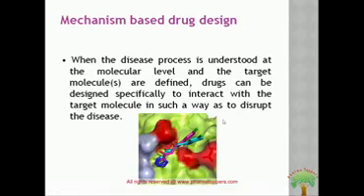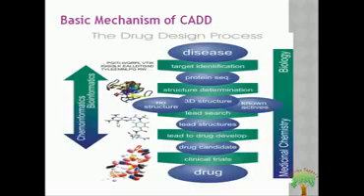Mechanism based drug design. This is nothing but when the disease process is understood at the molecular level and the target molecules are defined, drugs can be designed specifically to interact with the target molecule in such a way as to disrupt the disease. So, based upon the mechanism based drug design, if the active site of the receptor molecule is identified and the target is designed in such a way that the ligand molecule acts directly on the target, the further mechanism of action can be disrupted and the disease can be healed.